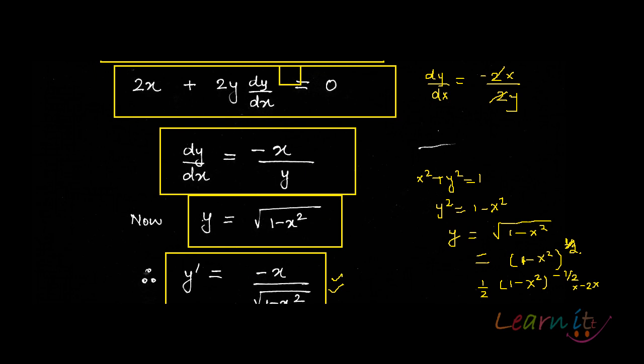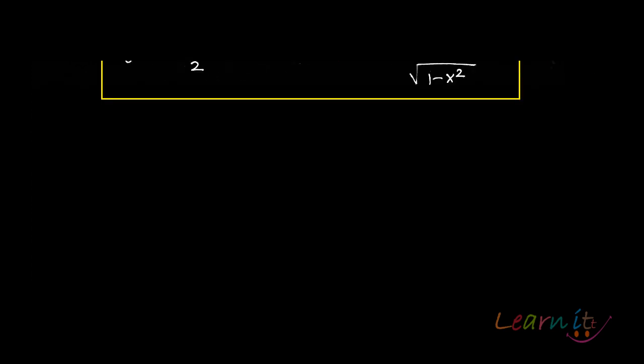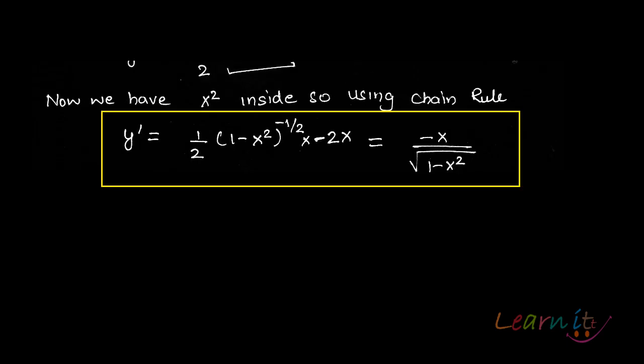Now we found out that it is equal to minus x upon y, and y is nothing but under root 1 minus x square, and that's what we have been getting. So the result would be the same for implicit and explicit, but there are at times functions which you just can't imagine explicitly. You have functions which are implicit only, then you need to use implicit differentiation in order to solve them.